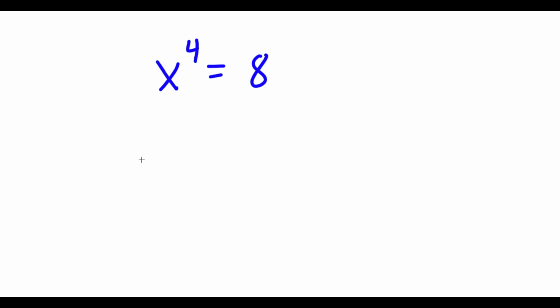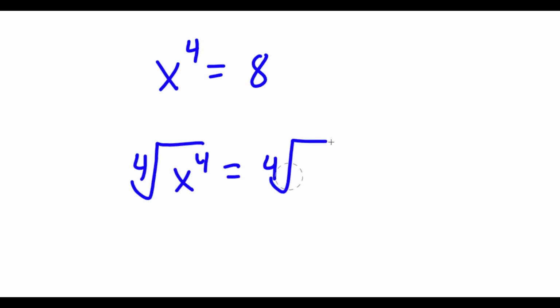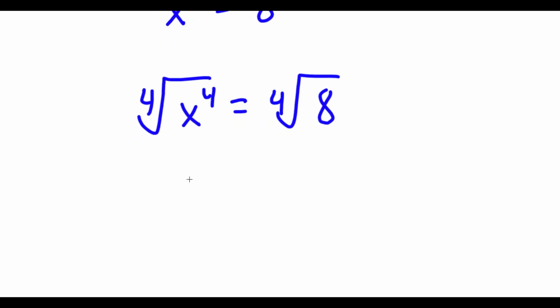So now to solve this equation, I'm going to take the fourth root on both sides. So the fourth root of x to the power of 4 is x, and so I have x is equal to fourth root of 8.